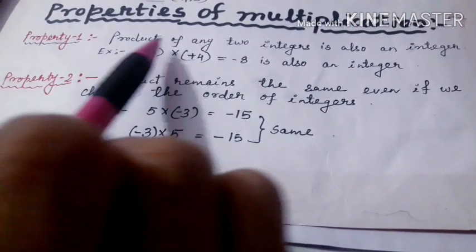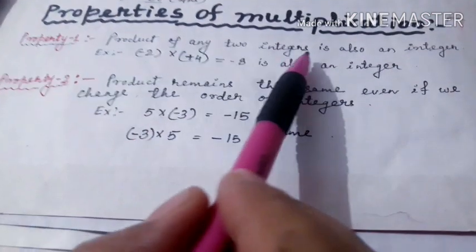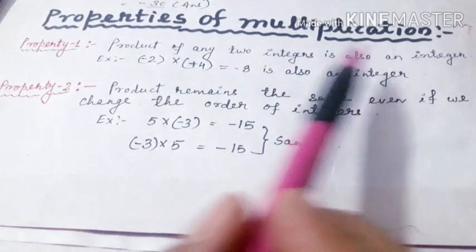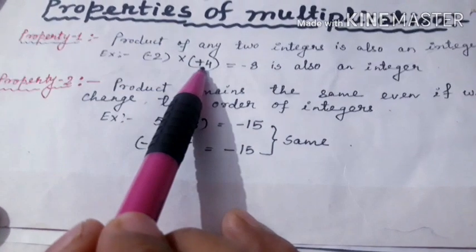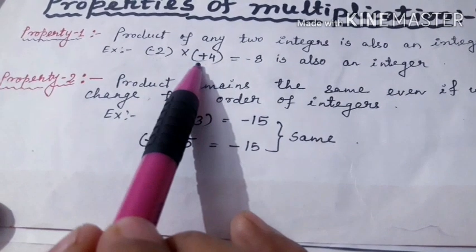Now we will discuss the properties of multiplication of integers. Property 1. Product of any two integers is also an integer. Okay. Suppose we take minus 2 and plus 4. Two integers I have taken here.